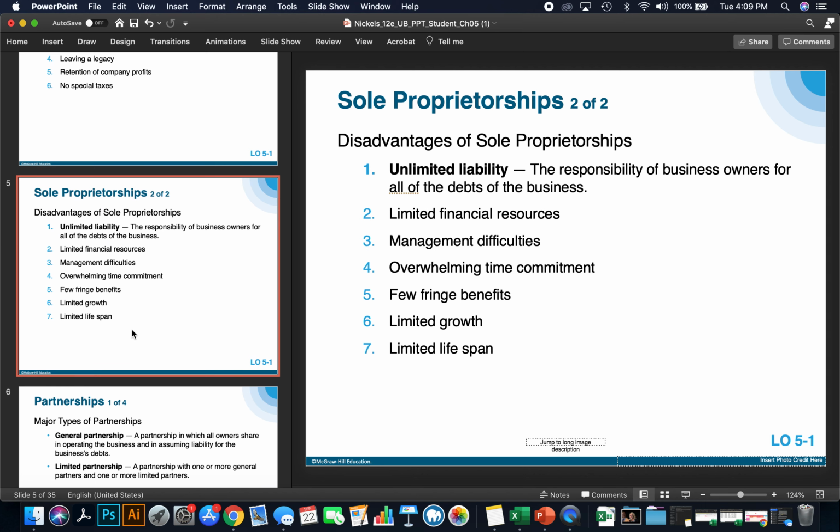Some of the disadvantages, though, of a sole proprietorship: unlimited liability, right? The responsibility of the business owners for all of the debts of the business. If something goes wrong, you're on the hook. Now, we'll be talking about some ways to incorporate and some ways to provide you protection to help mitigate this liability. But again, sole proprietors have unlimited liability. Limited financial resources, too. They're usually footing the bill themselves. Management difficulties. Usually small businesses have major management difficulties because it all falls on one person. And it's an overwhelming time commitment.